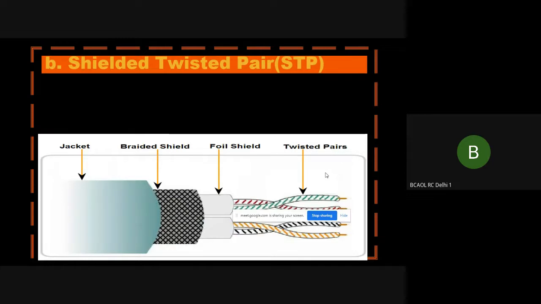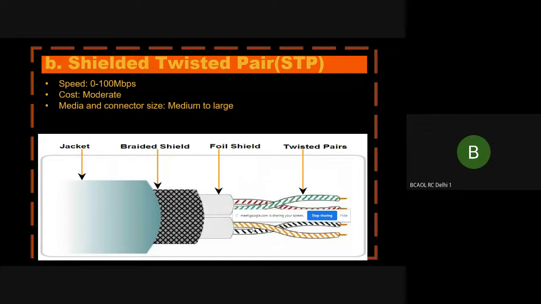Then was your shielded twisted pair, the second one. See, the wires are twisted in between here. Here the twist is there, so that's why it is called twisted pair. The speed is 100 megabits per second, like the coaxial cable also. Cost is moderate, maybe little costlier than the coaxial cable. Media and connector size is medium to large. That means your connector size can be medium or can be large also. Then maximum cable length is 100 meters.